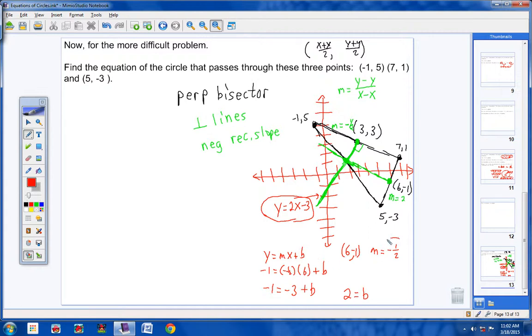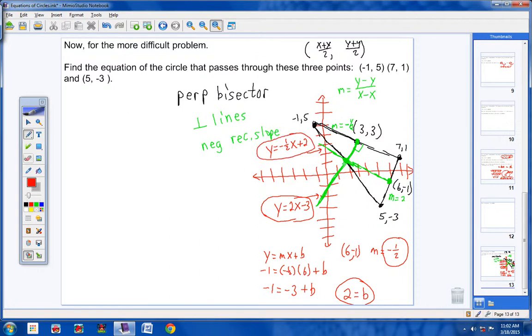So I know what the slope is. I know what b is. I am ready to write my linear equation for this green line right here. I'm going to put it right here. y equals negative 1/2 x. I'm going to move that over, get a little more space. y equals negative 1/2 x plus 2 is the linear equation of that green line.